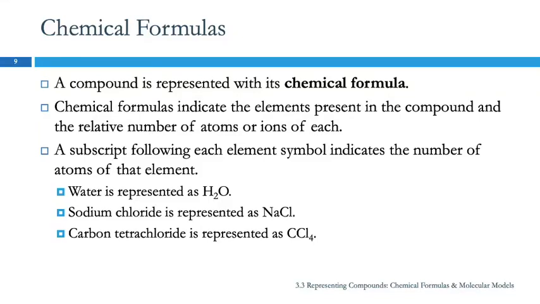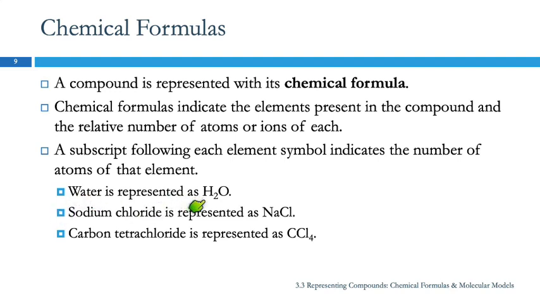We represent chemical compounds with chemical formulas. It's like a shorthand. It's going to tell us what elements are present in the compound and the relative number of atoms or ions. So we use subscripts after the element symbol to indicate how many atoms of that element are present. So some examples here.